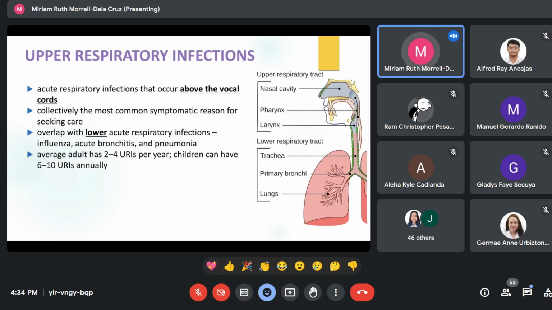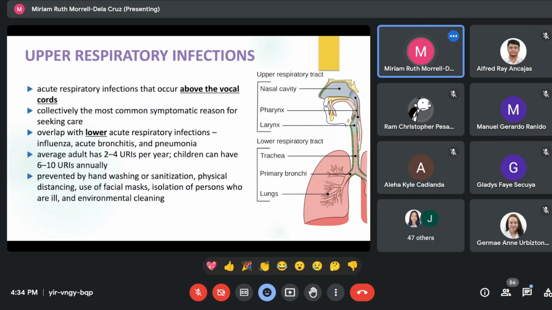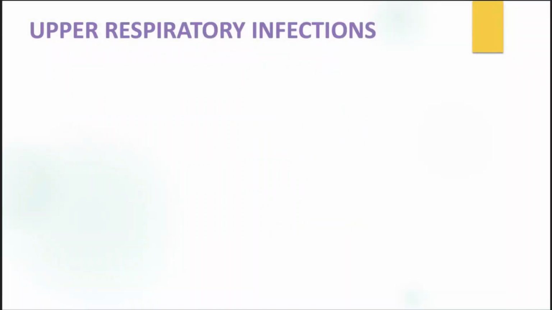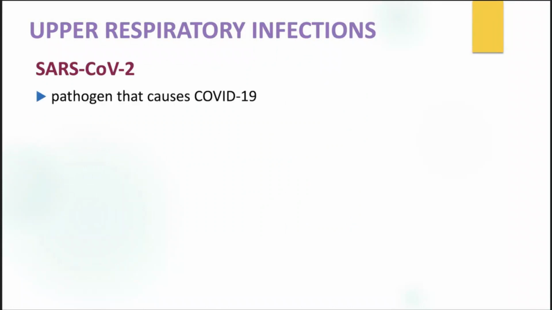An average adult would have 2 to 4 URIs per year, or URTI as we call it here, and children may have 6 to 10 annually. It may be prevented by hand washing, sanitizing, physical distancing, use of facial mask, isolation, and environmental cleaning. We're very knowledgeable about all these. Now, after suffering from the pandemic, we were able to really review how to address upper respiratory infection. This is also in Harrison's.